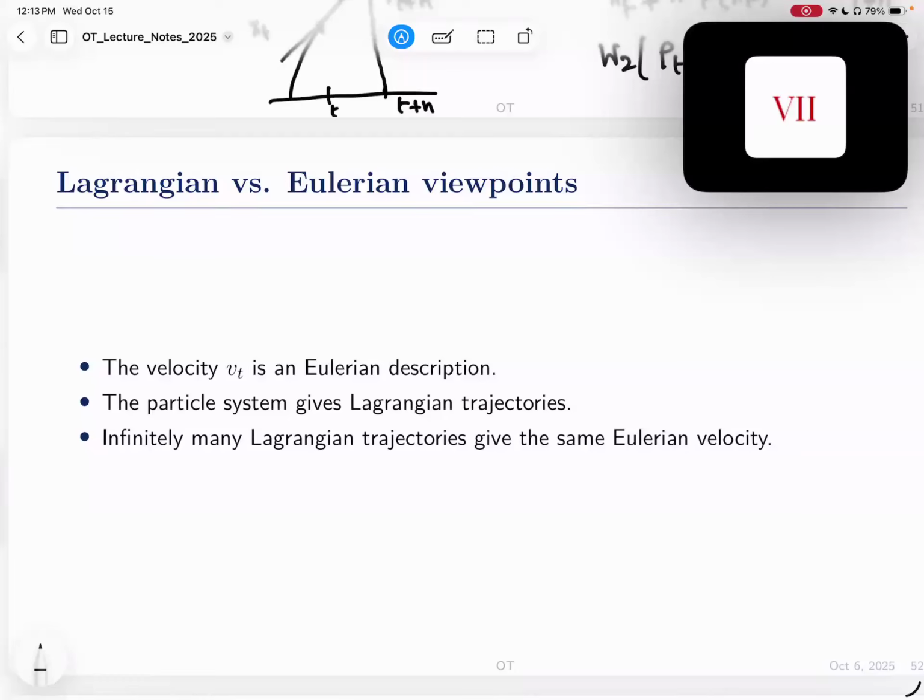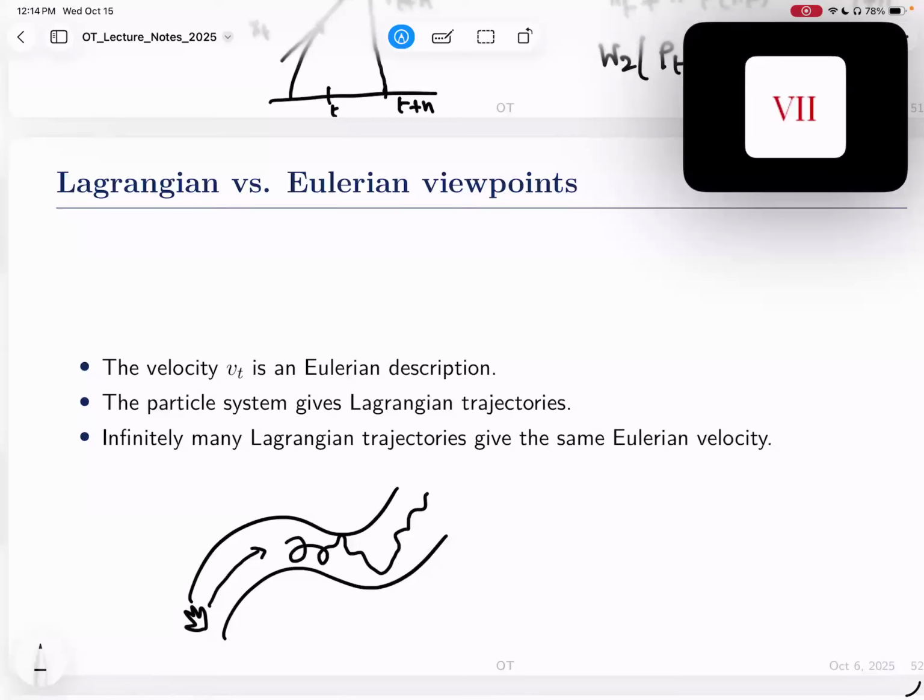Many different fields have contributed ideas to optimal transport. These ideas are coming from fluid mechanics. If you have, let's say, a river which is flowing, and you drop a leaf in the river and look at how the leaf is traveling along the river, maybe it's circling, maybe it's moving along the flow, then the behavior of this leaf is a Lagrangian trajectory.